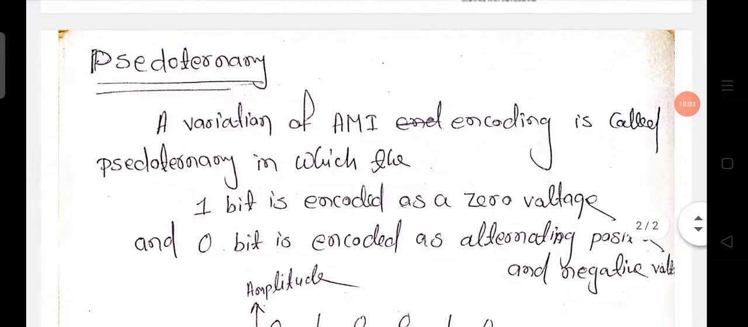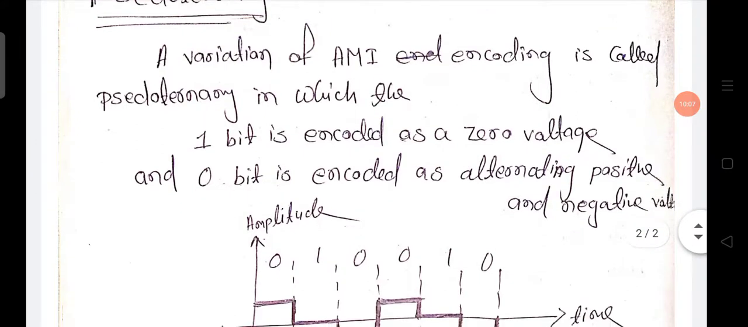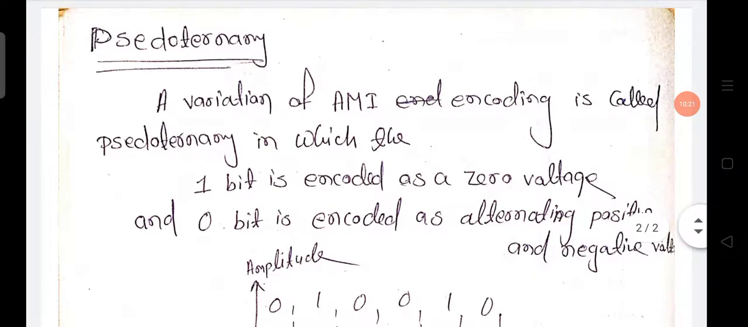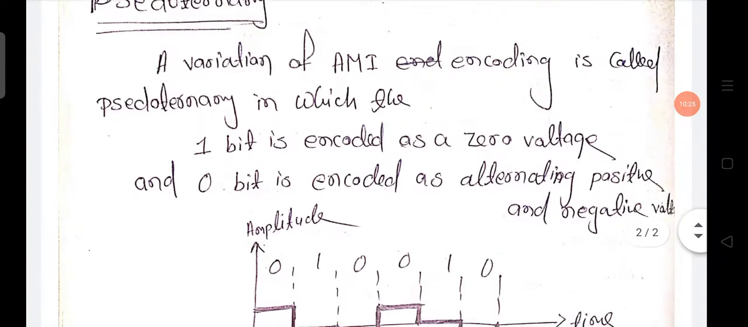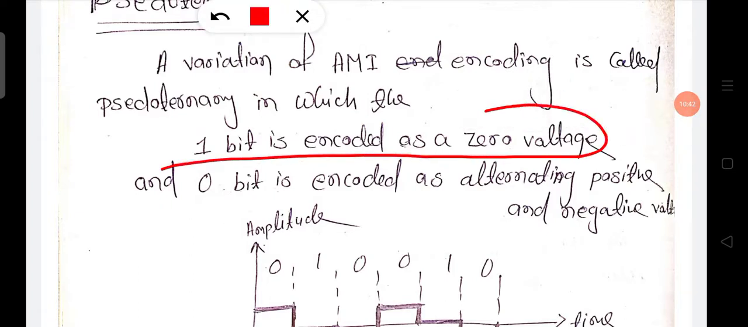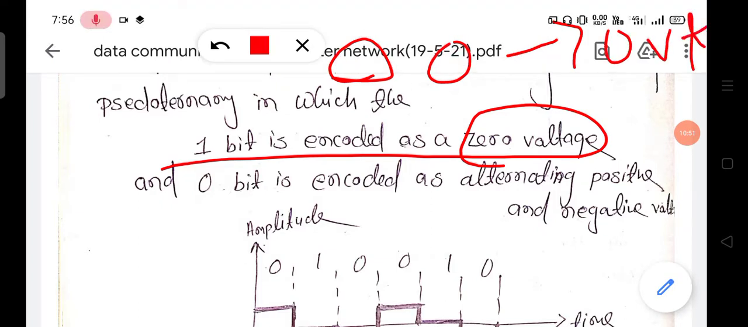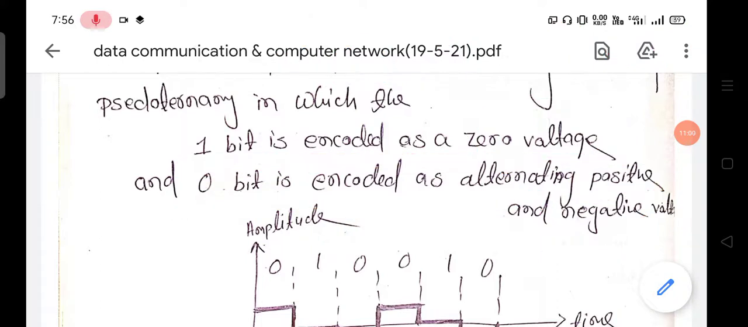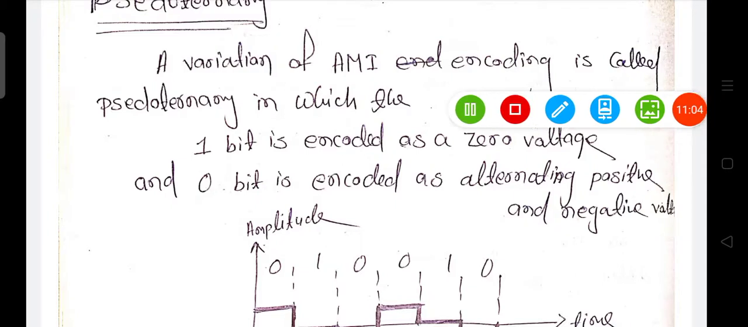Next, what is Pseudoternary? Pseudoternary is a variation of AMI, alternate mark inversion encoding. In it, the 1 bit is encoded as 0 volt. This is the inverse of AMI. In AMI, 0 is represented as 0 volt. But here 1 is represented as 0 volt, and the 0 bit is encoded alternately as positive and negative. That means it is the reverse of AMI.